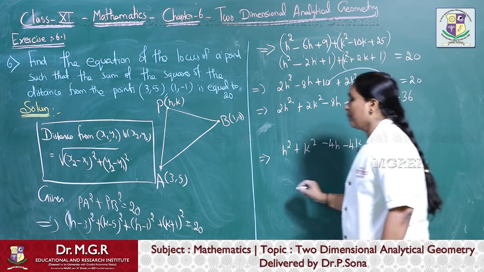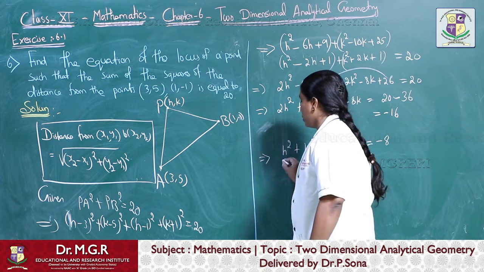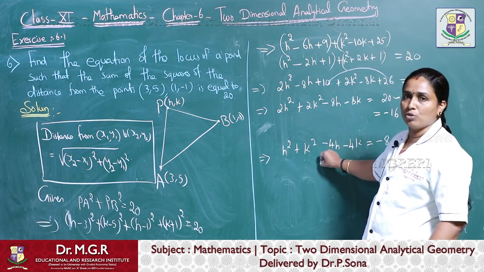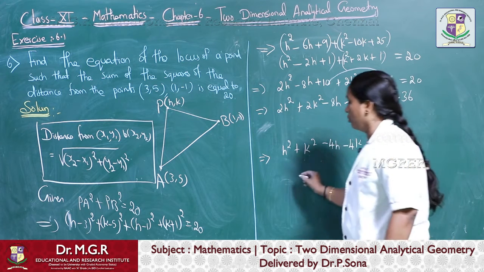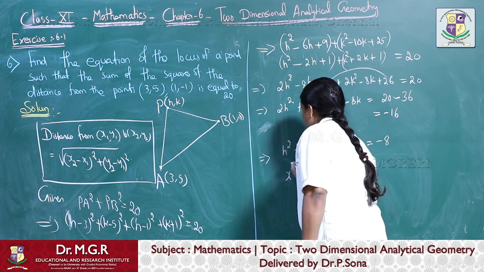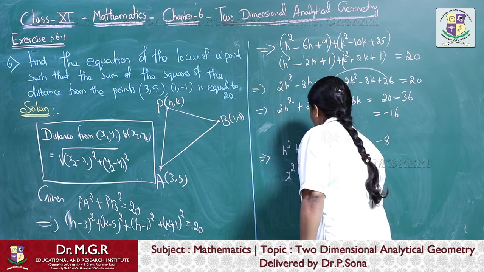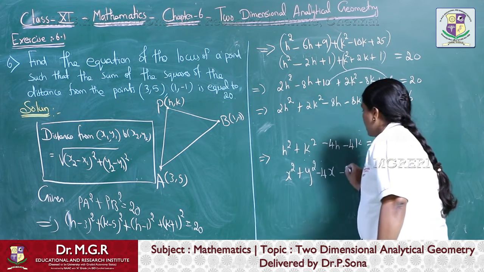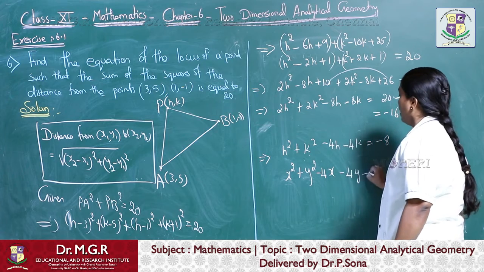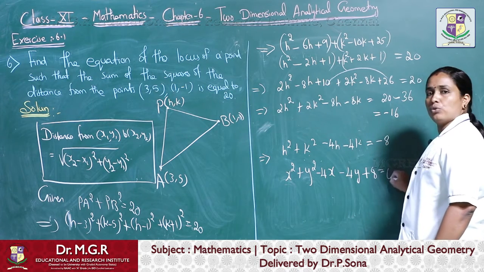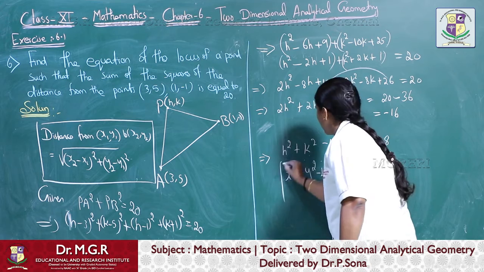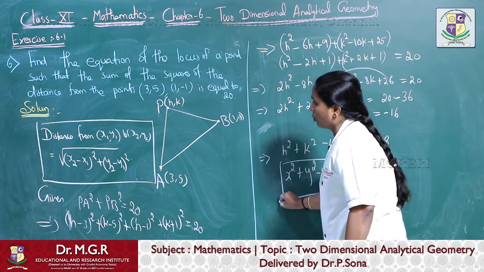So just we can replace h and k by x and y. So we will get the equation of the locus. So replace it by x and y. So x square plus y square minus 4x minus 4y plus 8 is equal to 0. So this is the equation of the locus of the point.